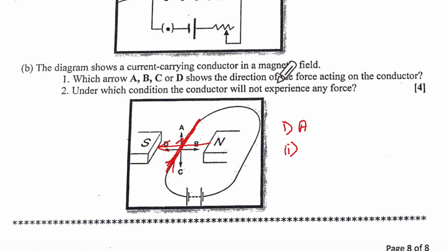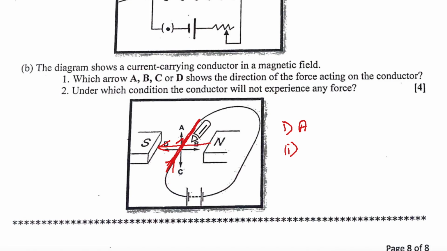And what is the second one? Under which condition the conductor will not experience any force? When will it not experience? Perpendicular to the plane of paper. Pardon me? Perpendicular to the magnetic field. Who? The conductor. Oh, the conductor. The conductor should be parallel to the magnetic field. That will lead to no force. This is experiencing the force.